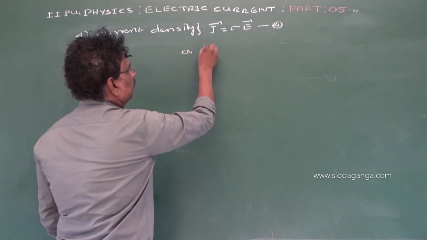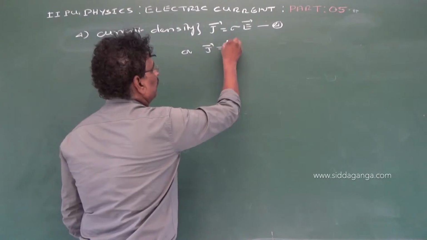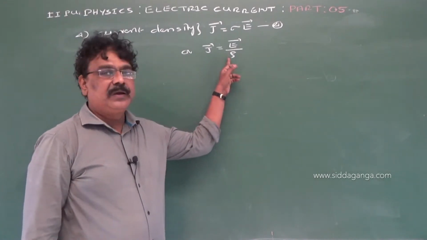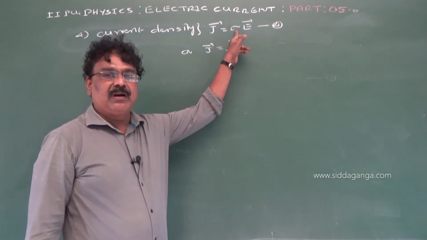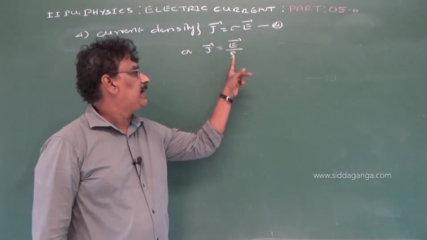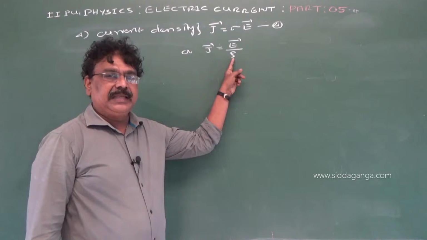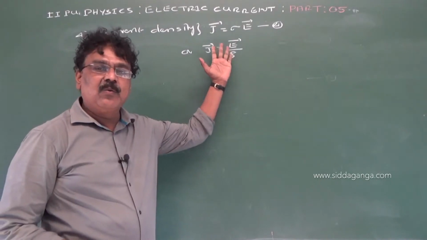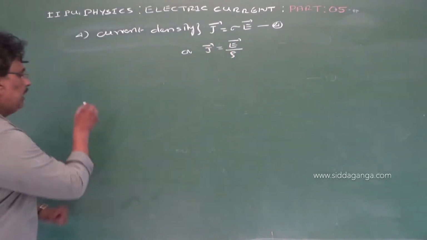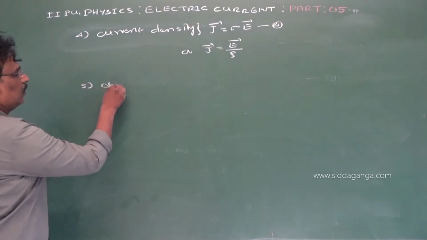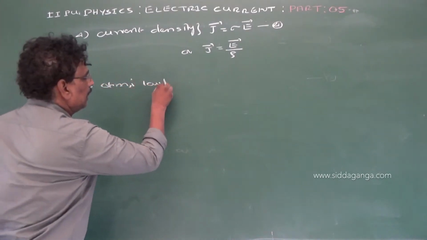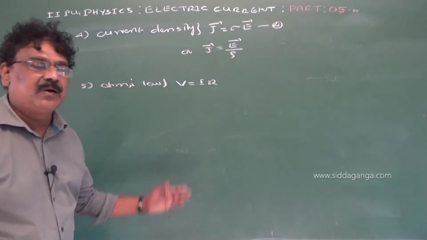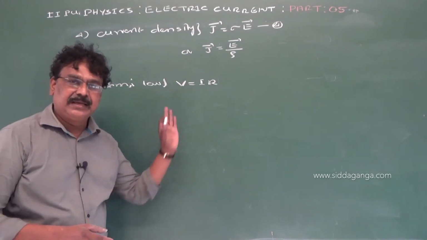or we can write vector J is equal to E by rho, where rho is the reciprocal of electrical conductivity. So, in terms of resistivity, the current density is given by J is equal to E by rho, and this is Ohm's law in vector form. And fifth one, we have Ohm's law, that V is equal to I into R or R into I. Is that clear?